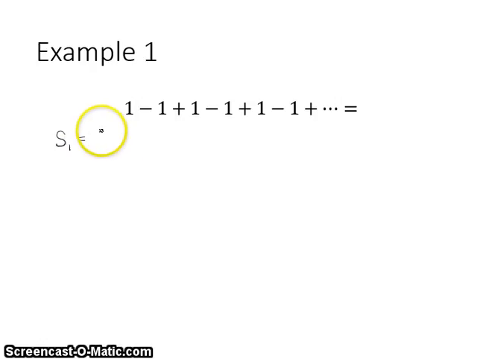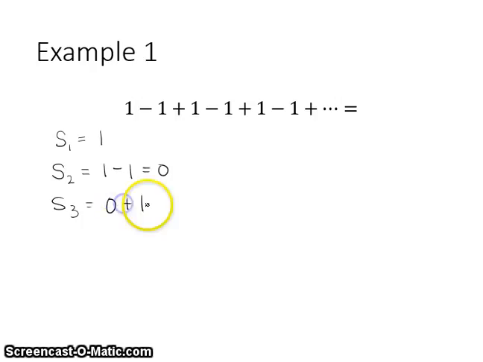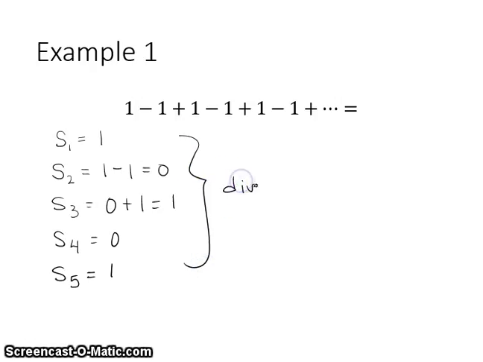The first term is 1 because that's the first term in our series. The second term in the sequence of partial sums is 1 minus 1, which is 0. The next term is 0 plus another 1, which is 1. And the terms keep alternating between 0 and 1. And since the terms of this sequence are not converging, our series also diverges.